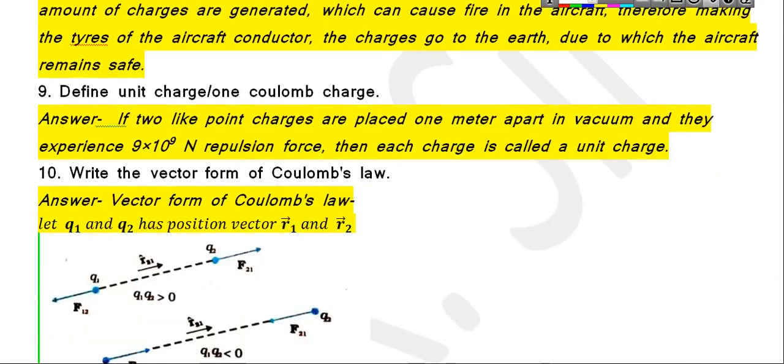Next, define unit charge or 1 coulomb charge. If two like point charges are placed 1 meter apart in a vacuum and they experience 9 into 10 power 9 Newton repulsion force, then each charge is called unit charge or 1 coulomb charge. Next question.